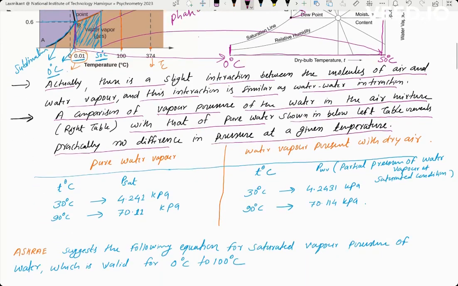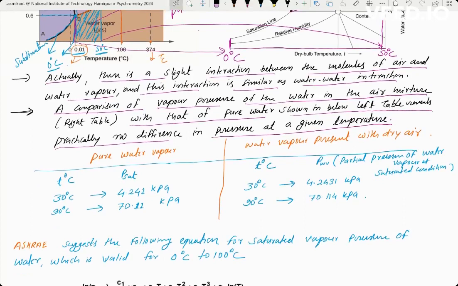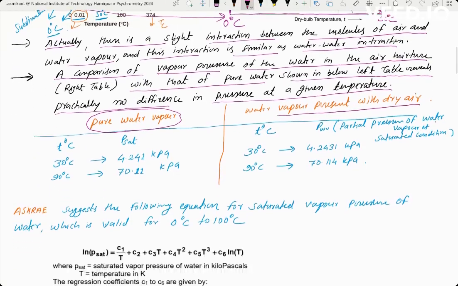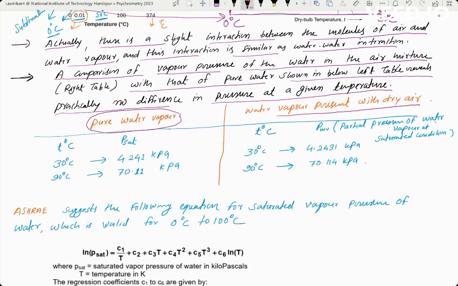So here two sets of data are given: one is for pure water vapor, and another vapor pressure temperature data is for water vapor present with dry air. As we can see, at a temperature of 30 degrees Celsius the saturation pressure is 4.241 kilopascal, and at 90 degrees Celsius the saturation pressure is 70.1 kilopascal. So this is for pure water vapor.